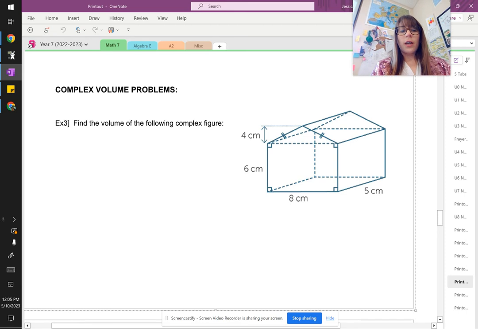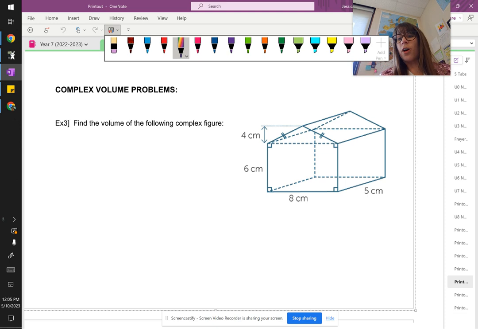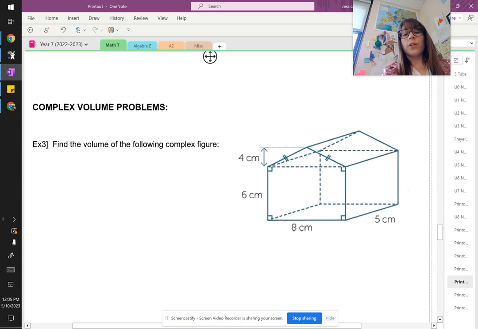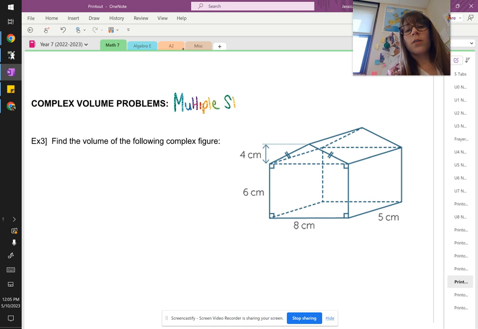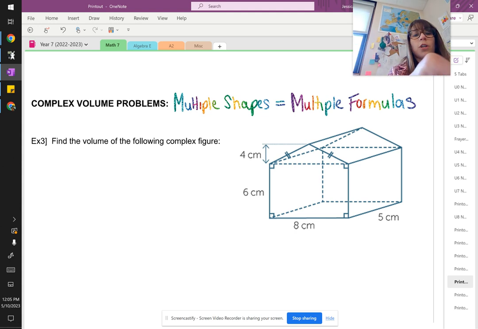Okay, so here we are looking at example 3 for 9-3 Math 7. The next part of the notes talks about complex volume problems. Just like in previous lessons, Unit 7, we talked about complex areas. As you're taking a look at this figure, you might notice that there are multiple shapes. Again, multiple shapes means multiple formulas. There are two shapes, so you need to use two volume formulas, and those formulas will differ depending on the shapes you're dealing with.